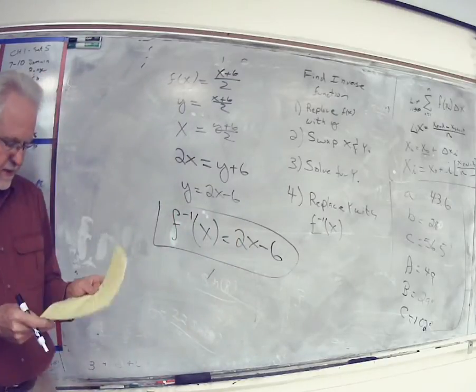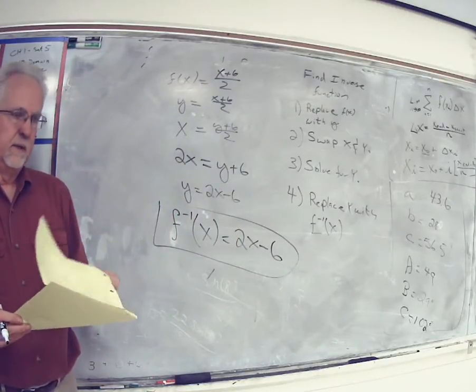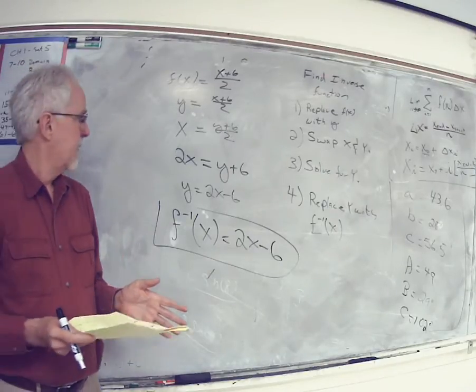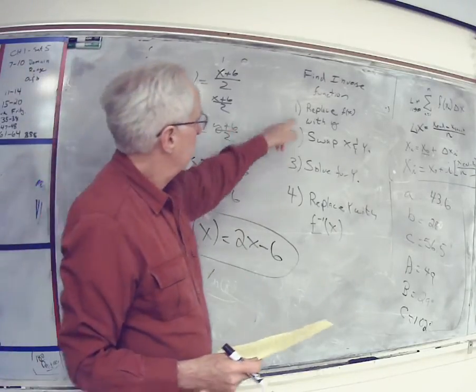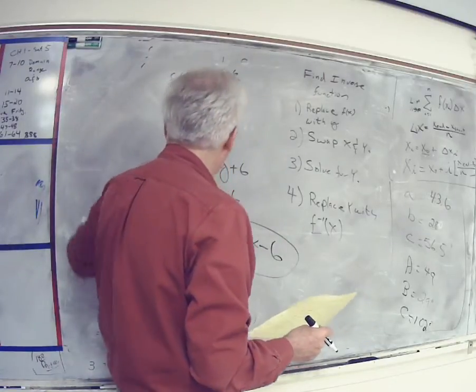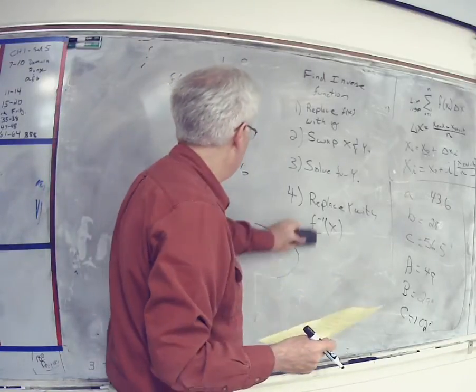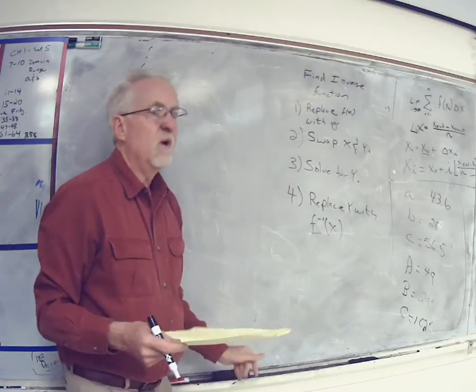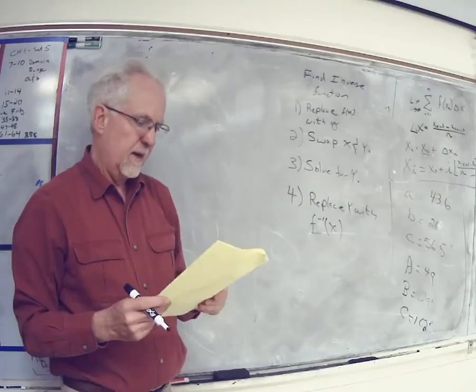Is this easy or hard? Pretty easy. It's going to work as long as you put the steps in. Make it look good. Do these steps, and you'll always get the right answer, and it'll always make sense, because really it's just like the relation. You're swapping x and y, solving for y, and then calling it f inverse.